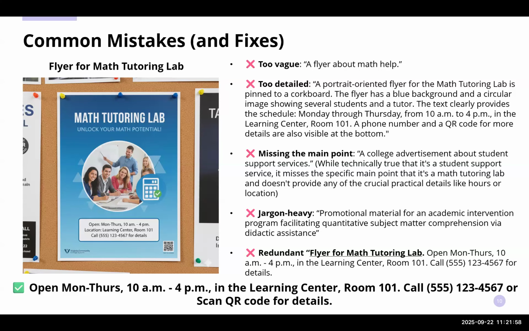So what would be a better version for this image? Something like: open Monday to Thursday, 10 a.m. to 4 p.m. in the Learning Center, room 101, call 555-1234567, or scan QR code for details. It's very clear, concise, and directly ties to the context of the image. The key is very simple here. Good alt text is all about helping someone focus on what they need to know and keep it accurate, relevant, and to the point. Next slide, please.